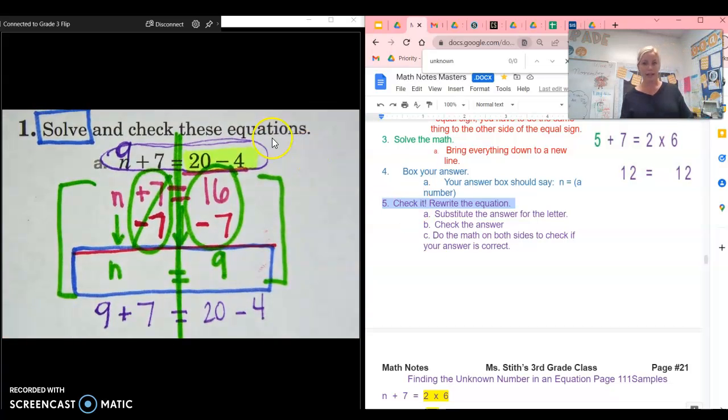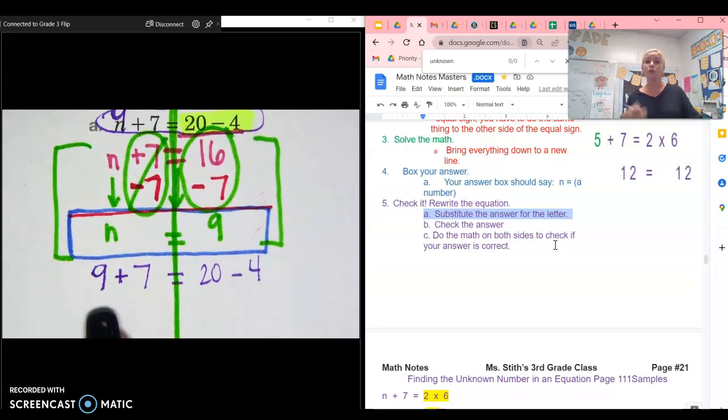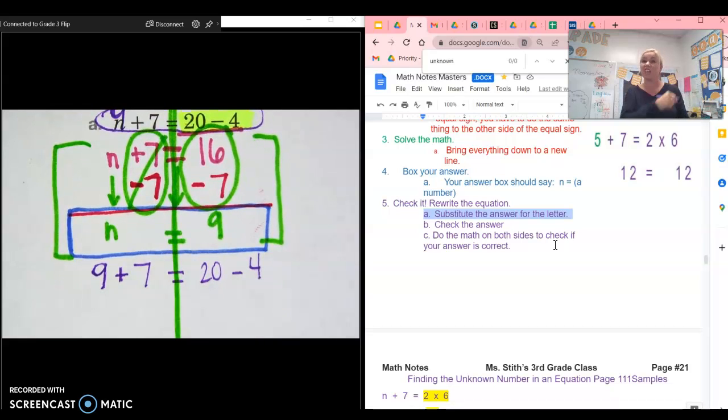And now I have to check my work. Now here is where many kids make quick errors that are not good. A lot of kids like to do this. They just want to write 9 underneath this because n is 9. But that's not how we check our work. When we check our work, we're doing a different kind of math to see if the other math is right. Okay, so we have now 2 different little problems that I can check. Doing the math on both sides to check if the answer is correct.